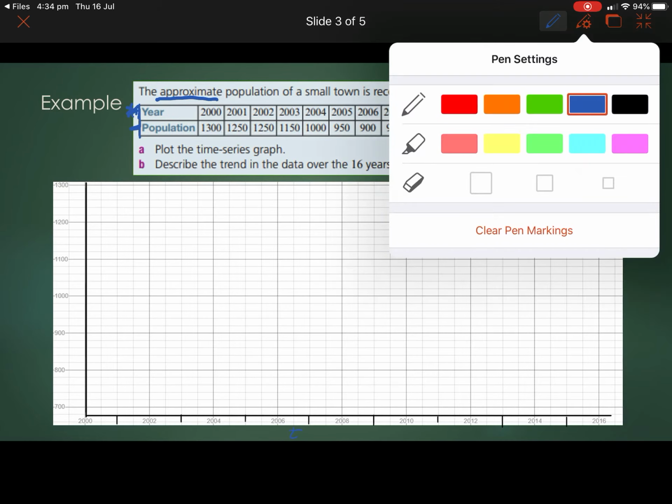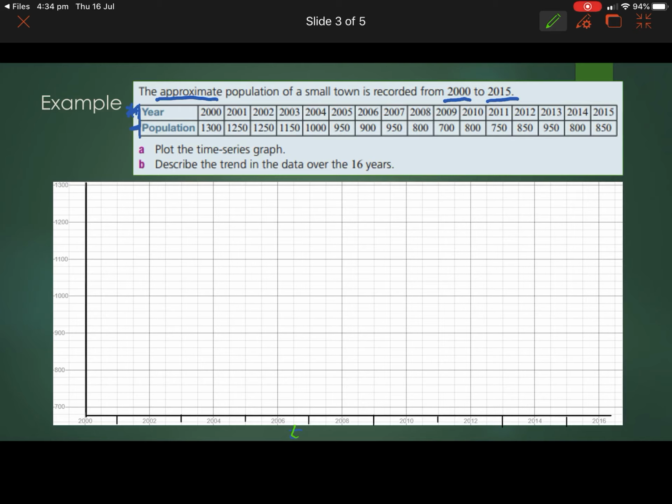Time goes down the bottom. So that's why I've got 2002, 2004, 2006. I've got all the years down the bottom. That's good. And then up on the other side, we have population. This side is the population. You always need to make sure you label these. So you've got time and population. Part A says plot the time series graph.